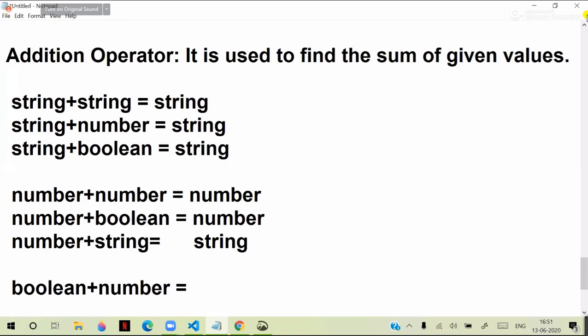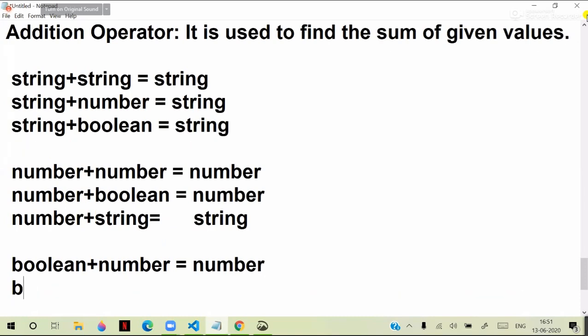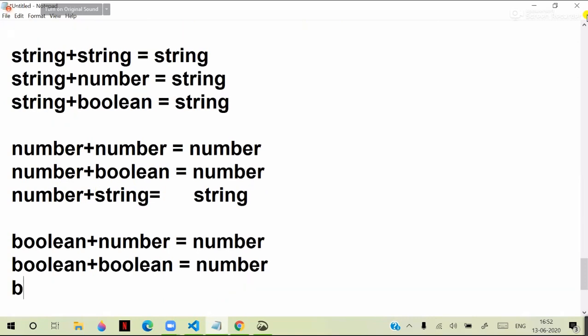Boolean plus number, what will it return? Number. Yes. Boolean plus boolean, what will it return? Boolean plus boolean also returns a number only. And boolean plus a string will return a string.